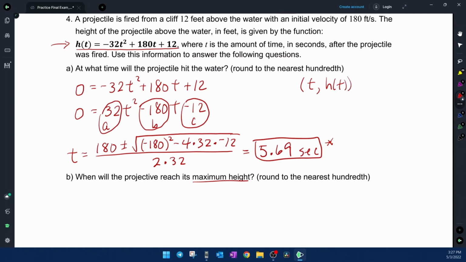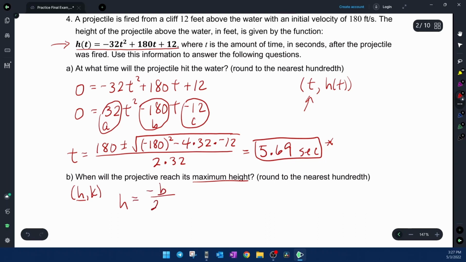So they want to know when, which means we're looking for time, which means we're really looking for h. Remember, the vertex is h comma k. We want to find h. That is super easy. The formula for h is minus b over 2a. We know that b is 180 and a is -32. So minus 180 over 2 times -32.